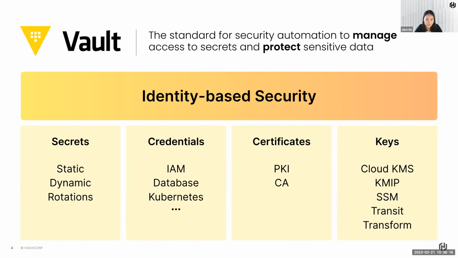And these secrets could be things like short-lived IAM access keys, database credentials, or even Kubernetes service accounts, and many more. Vault can also act as a PKI root or an intermediate CA. So what that means is Vault will help to automate the creation, revocation, and the managing of certificates all through the Vault API. And finally, Vault can also manage your encryption keys.